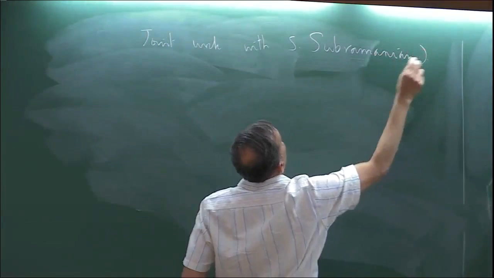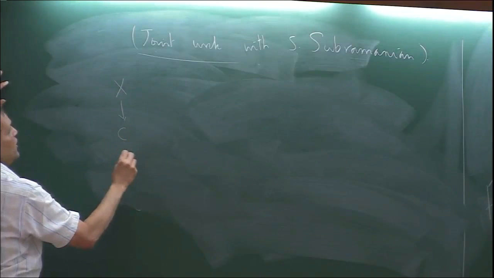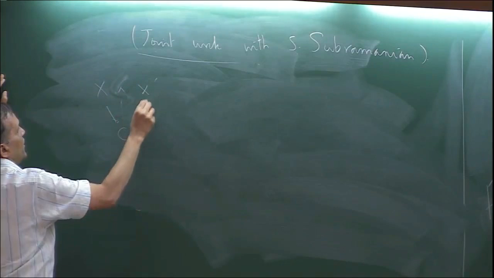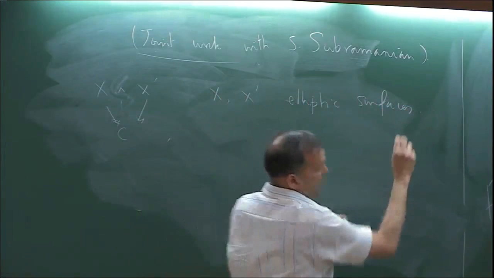Okay. So now I'm going to do this thing. I'm going to look at an elliptic surface X over C, and maybe two such elliptic surfaces, X and X dash, over C. So these are X and X dash, elliptic surfaces.